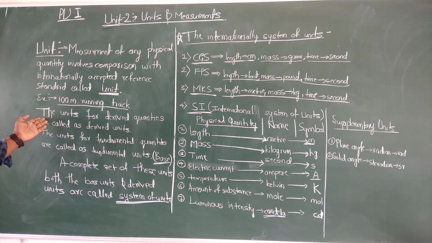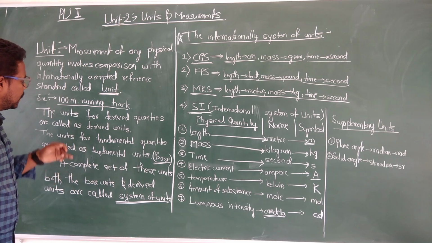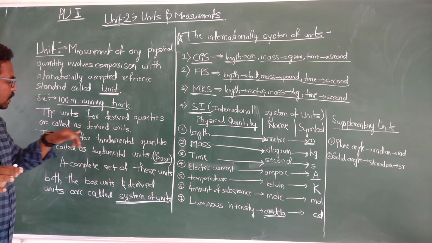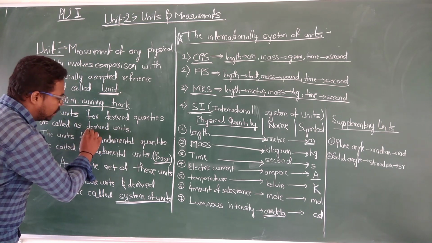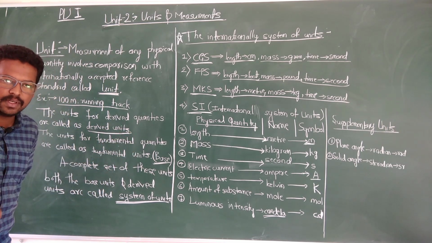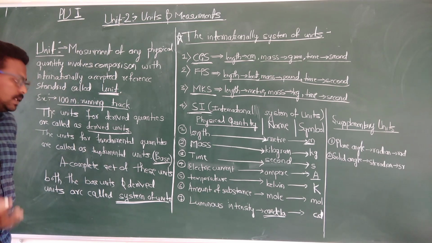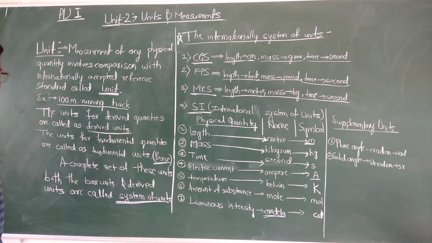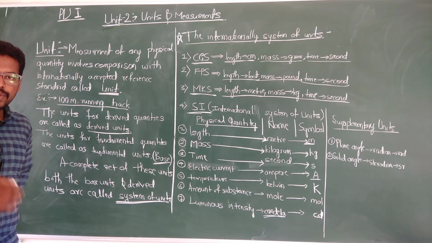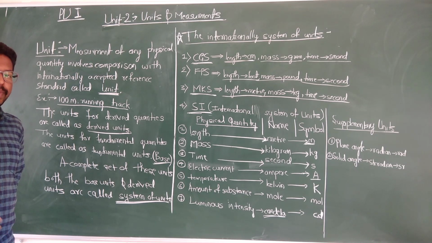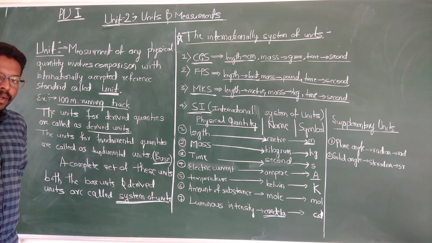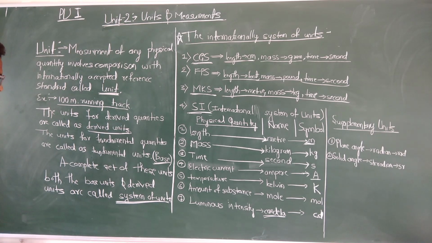Okay, so next, the units for derived quantities are called derived units. The units for fundamental quantities are called fundamental units, or base units. The units we use to measure fundamental or base quantities are called base units or fundamental units.